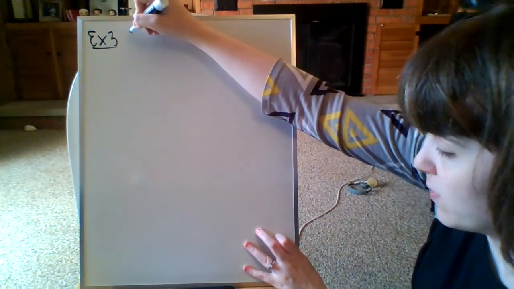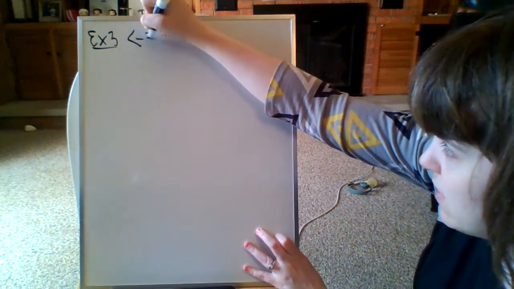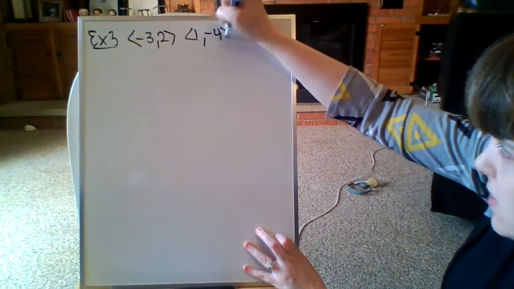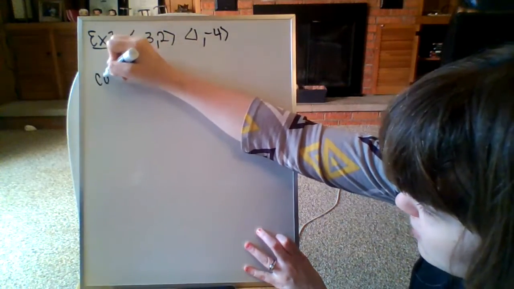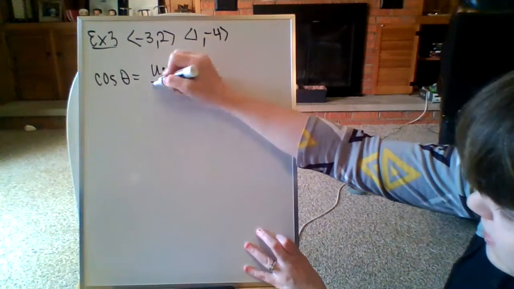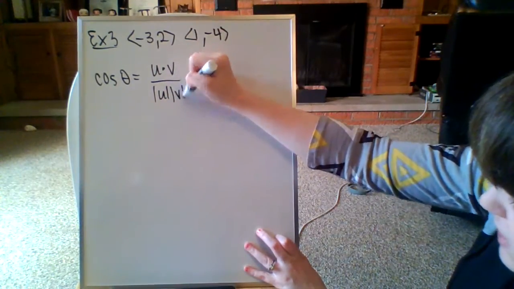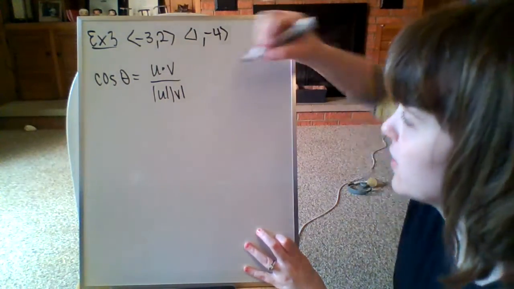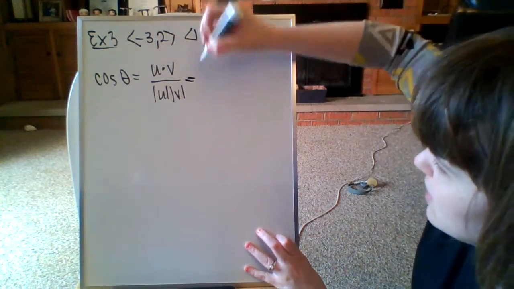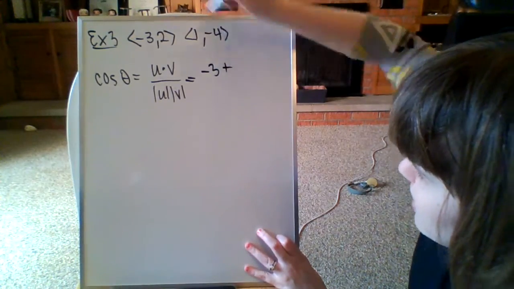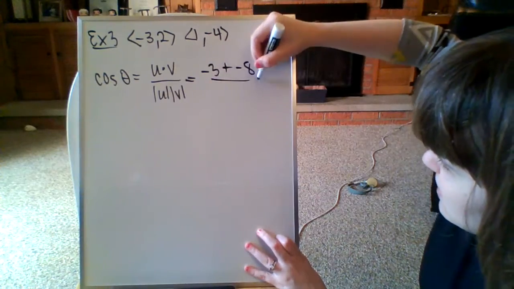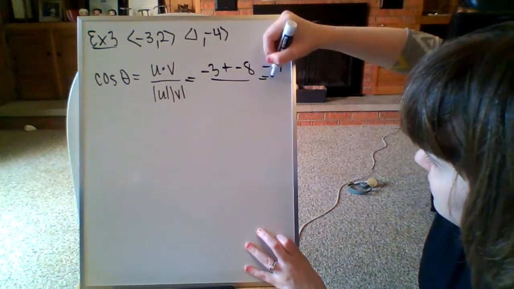We're finding the angle between <-3, 2> and <1, -4>. Alright, so cosine theta equals dot product of u and v over magnitude of u times magnitude of v. Okay, so -3 times 1 is -3, plus 2 times -4 is -8. So that's going to equal -11.